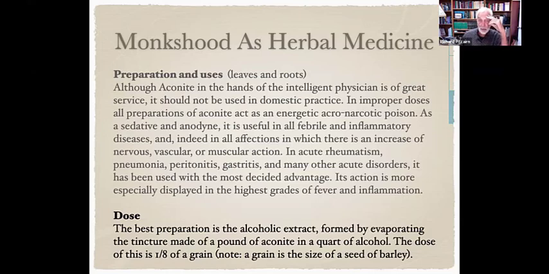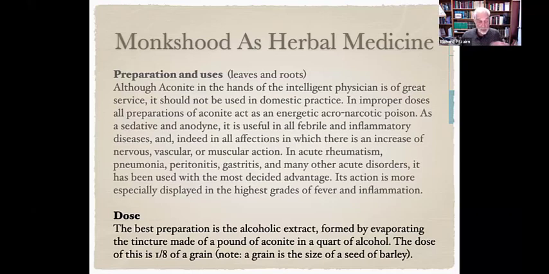In improper doses, all preparations act as an energetic acro-narcotic poison. As a sedative and anodyne, it's useful in all febrile and inflammatory, nervous, vascular, and muscular action. And then it lists some acute problems like rheumatism, pneumonia, peritonitis, gastritis, and so on. And it says especially is useful for the highest grades of fever and inflammation. Well, of course, this is what we found out from homeopathic study of it as well. And so that certainly agrees with that.